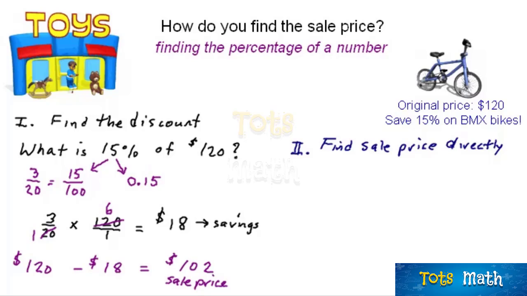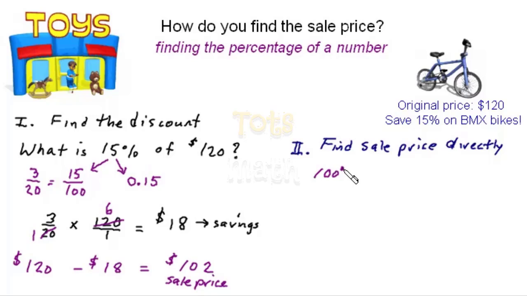And the way to do this is to realize that if you're going to save 15% on the purchase of a bicycle, that means that the sale price is going to be 85% of the original price. Well, how did I know that? Well, the original price of the bicycle is the full amount, or 100%. And I'm going to subtract the savings, which is 15%. And what I'm left with is the sale price, or 85% of the original.